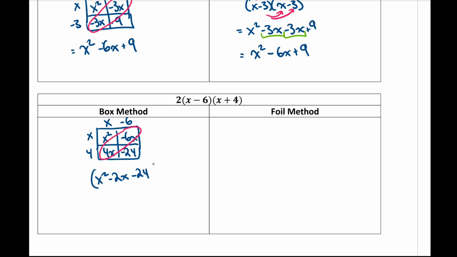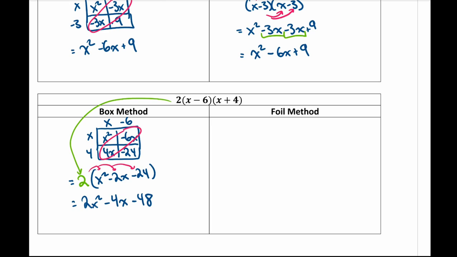I still have to keep in mind that 2 is multiplying that answer. So this 2, I still have to take into consideration. So I've done x minus 6 times x plus 4. Now that answer I have to take and multiply by 2. So here, this 2 is going to be distributed to each term. So that means 2 times x squared, which is 2x squared, 2 times negative 2x, which is negative 4x, 2 times negative 24, which is negative 48. And that's my final answer.